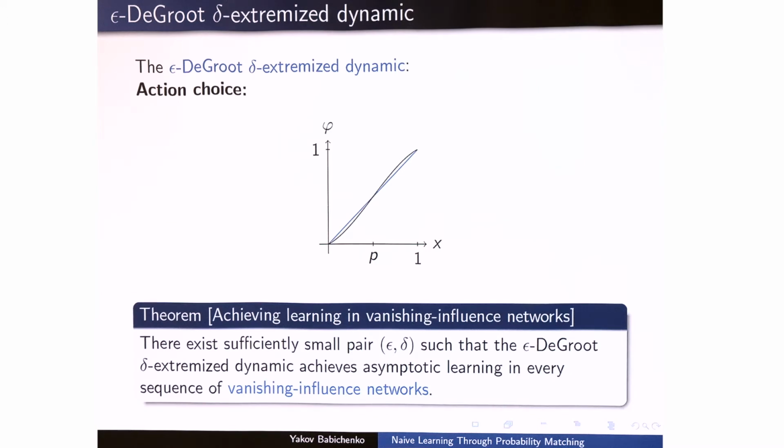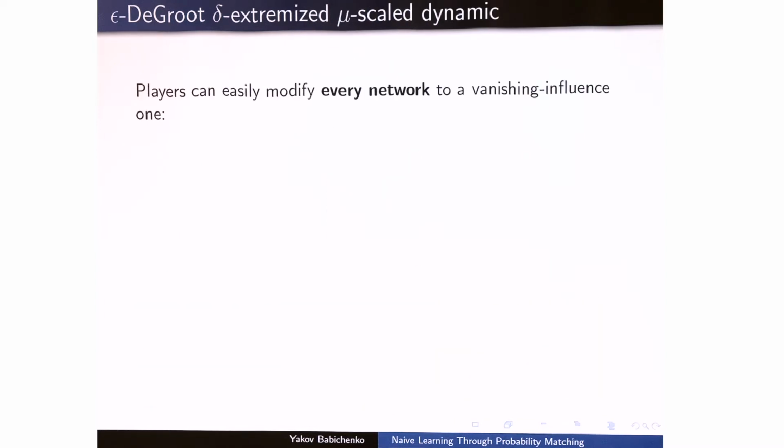Okay, so the theorem states that there exists a sufficiently small pair, epsilon and delta, such that the epsilon DeGroot, this extremized dynamic, achieves learning in all vanishing influence networks. Okay, and now finally to the last step, we want essentially something that works not only for vanishing influence networks, but for all networks.